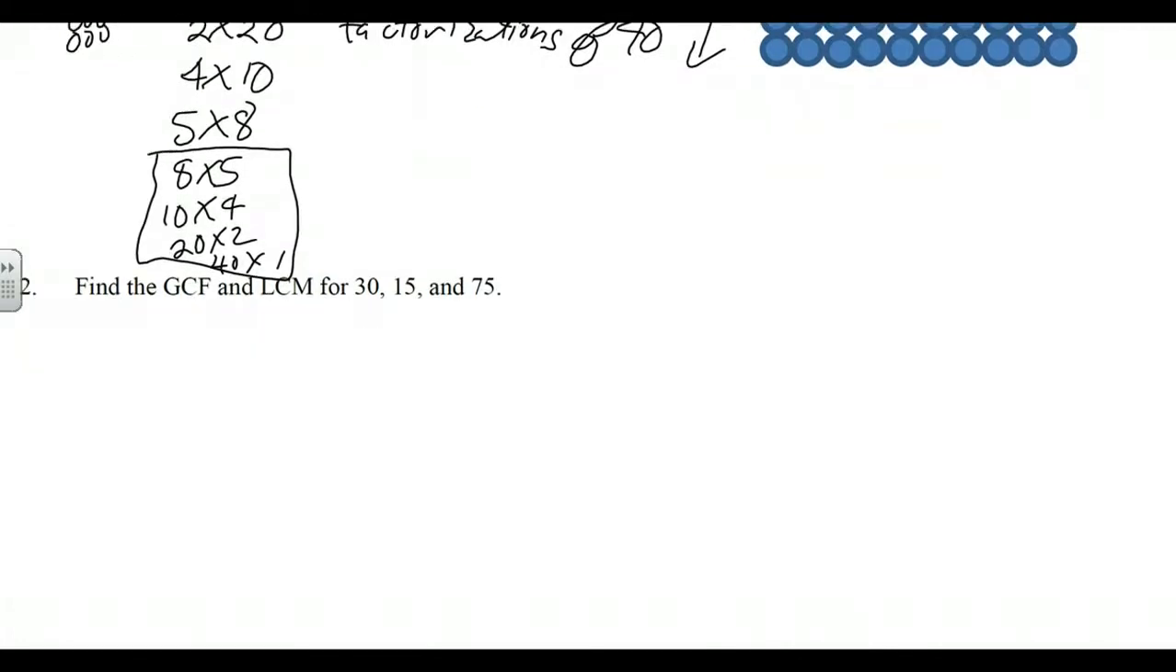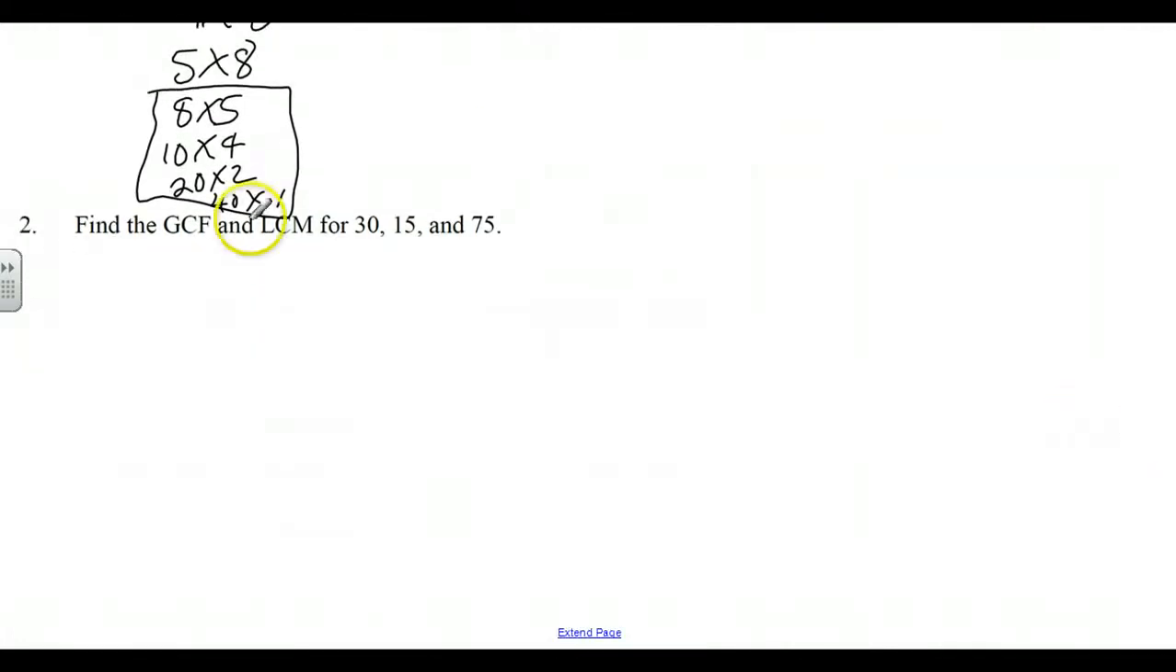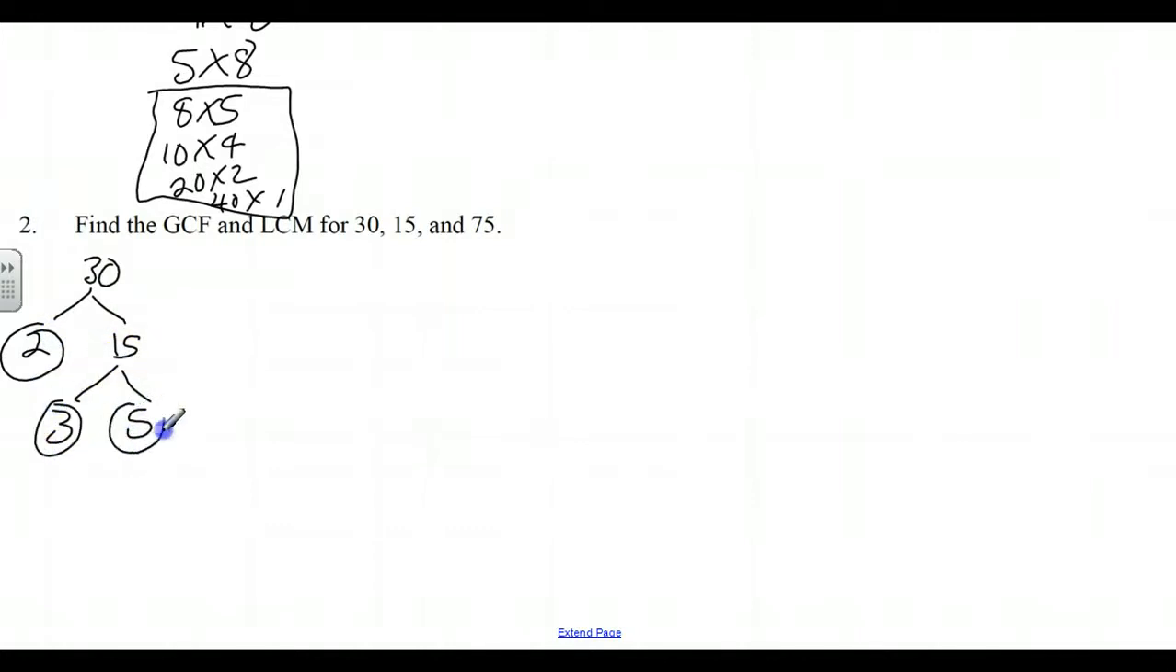Find the GCF and the LCM for 30, 15, and 75. Okay, easiest way to do this, factor tree. Circle the 2. 15 is 3 times 5. These are prime, so we're done, right? We can write 30 is 3 times 5, or 2 times 3 times 5.